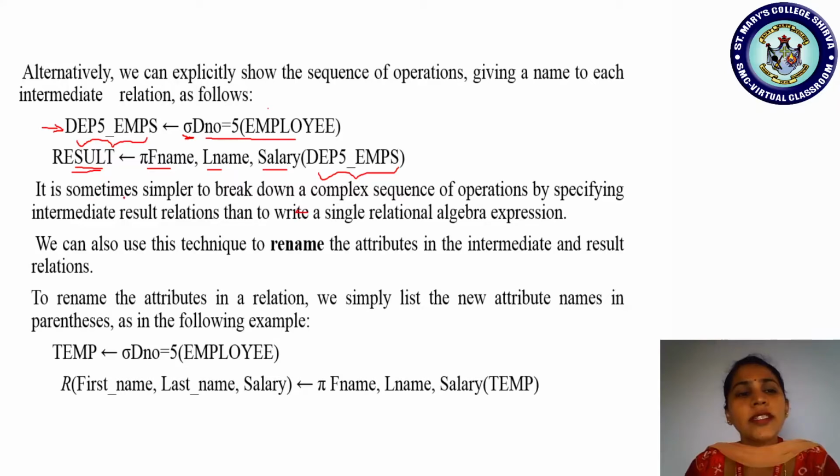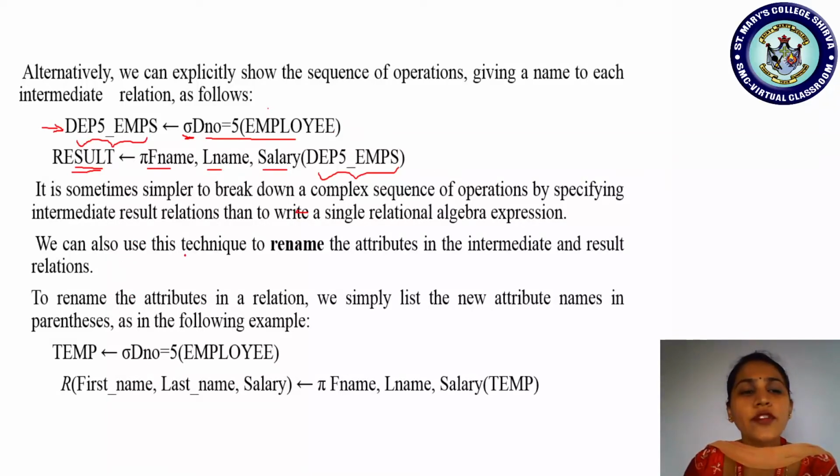Is that clear? So it is sometimes simpler to break down a complex sequence of operations by specifying intermediate result relations than to write a single relational algebra expression. They are telling us it is more convenient to use the method just explained instead of the inline expression. An inline expression is a little bit complex to apply, but it is easier for the user to break down the operations and get the required output as discussed in the sequence of operations.